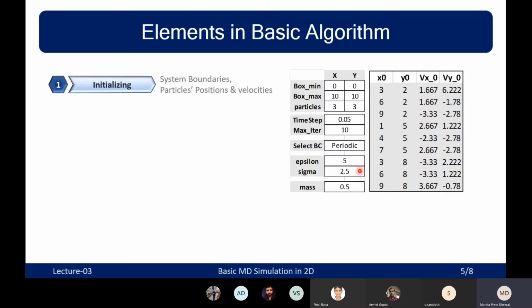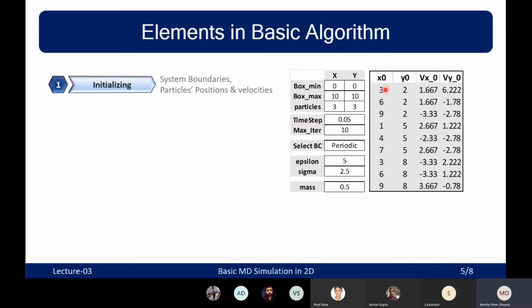These are arbitrary values, but if you are focused on simulating a particular system, you'll have to choose these epsilon and sigma values corresponding to that particular material in the system. And mass is the atomic mass of the particle, which I've taken as 0.5. This is again a random choice, but these 3 values will purely depend on the material that you're going to simulate. So this is the initialization process that I have in my hand. With this, I'm good to go with the next step.